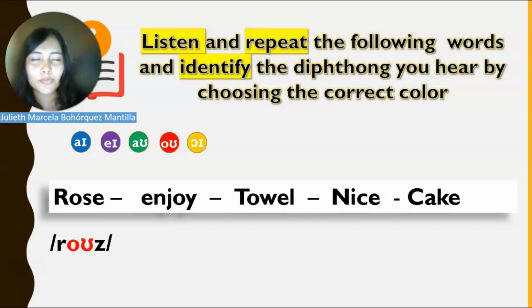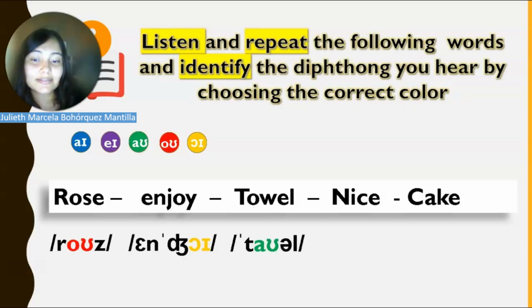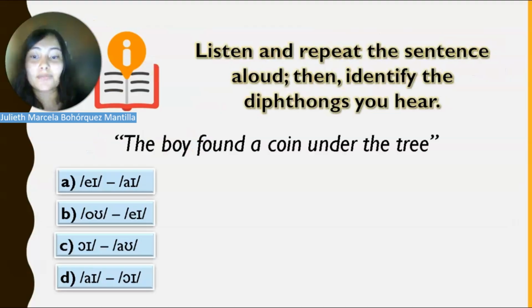Next, Android. Android. Which color? Nice, yellow. Oi. Next, towel. Listen carefully. Towel. Good, green. Ow. Next, nice. Nice. Which one? Exactly, blue. I. And last one, cake. What do you think, Luis? Cake. Perfect. Purple. A. Very good, Luis.